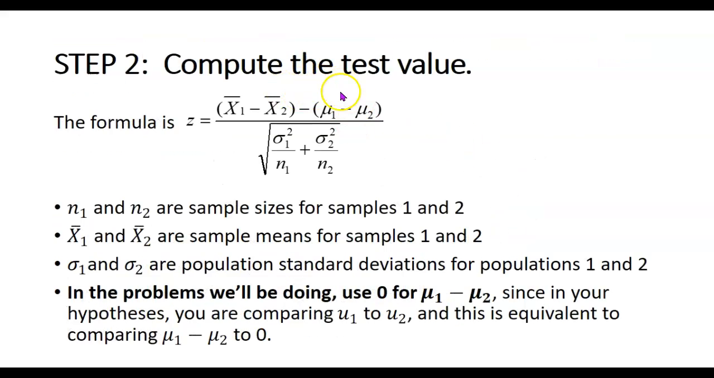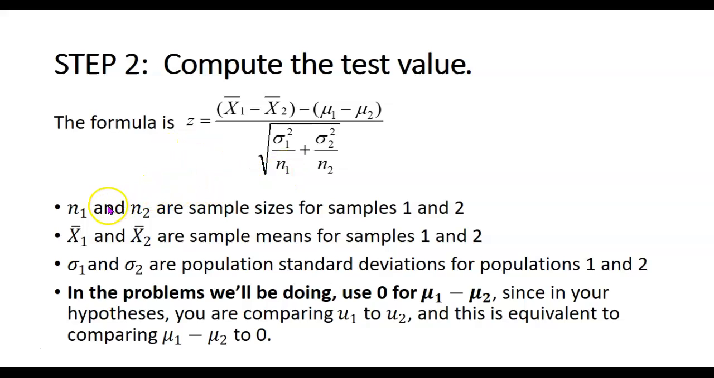So step 2, compute the test value. The formula for that looks like this. It's this big, sort of complicated looking formula involving 2 different x bars and 2 different mu's and 2 different sigmas and 2 different n's.